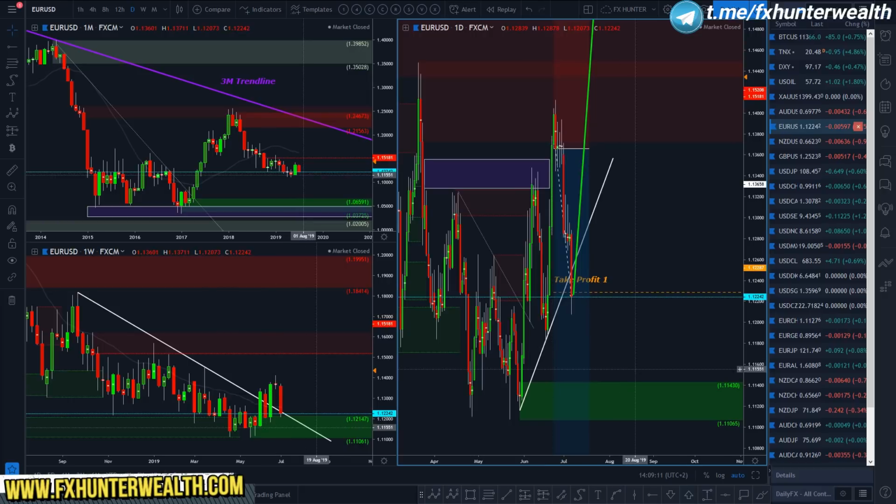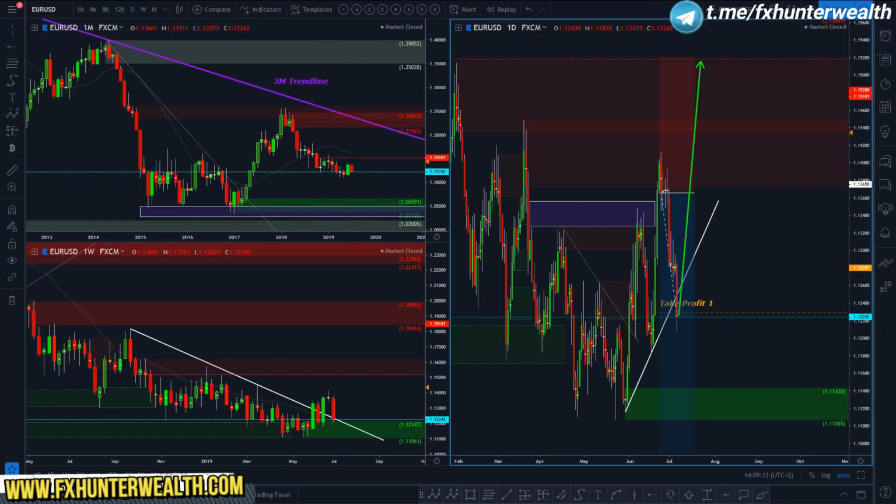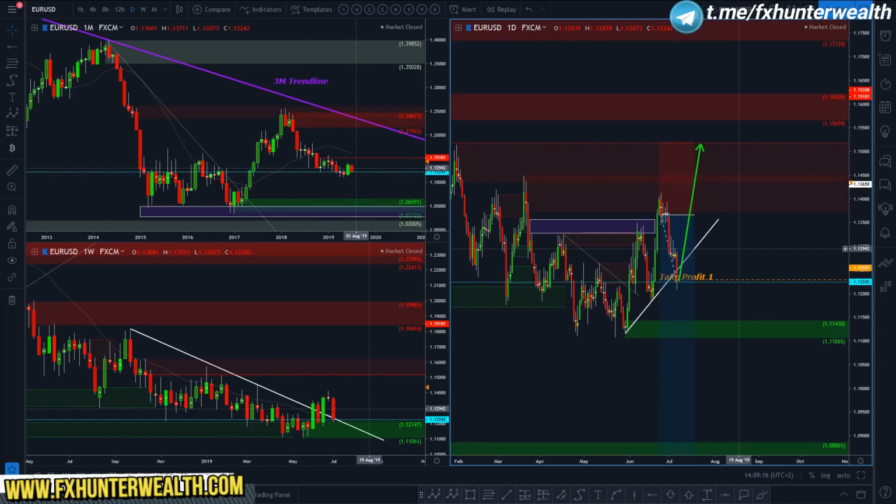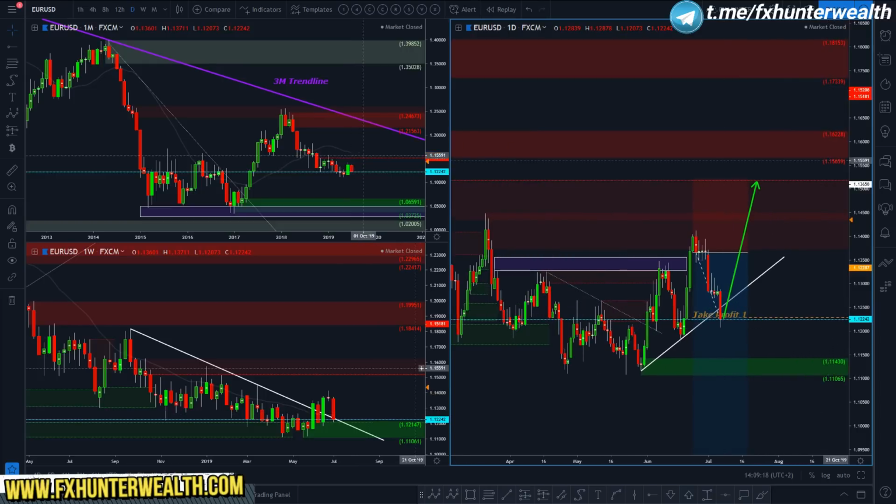Here is the euro. I'm still bearish on the euro, of course, in the long term and with the fundamentals as well. But here is the thing: we have the break of the trend line and a retest into the demand zone. So I cannot just ignore this, and I think that we will visit at least this zone around 1115.